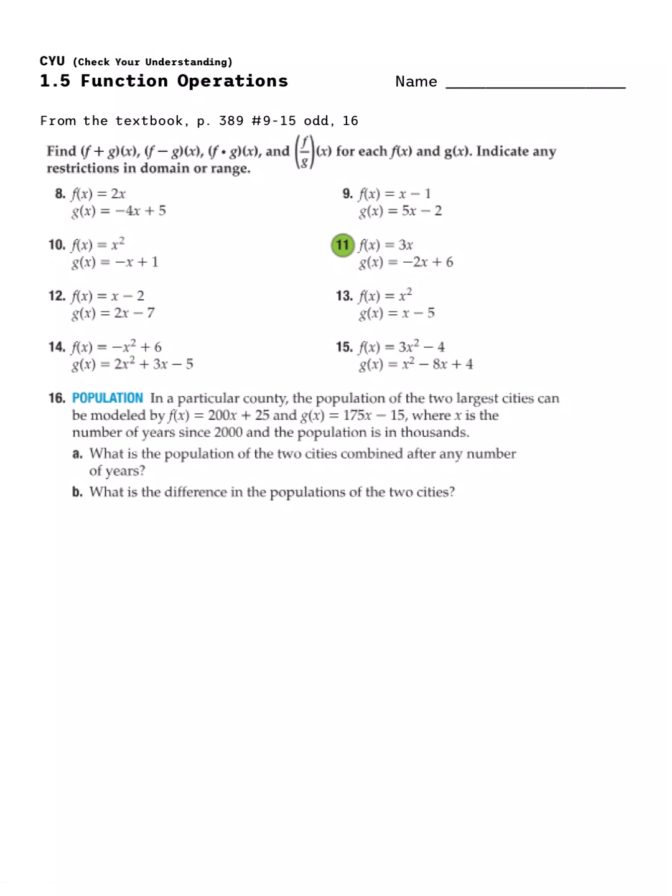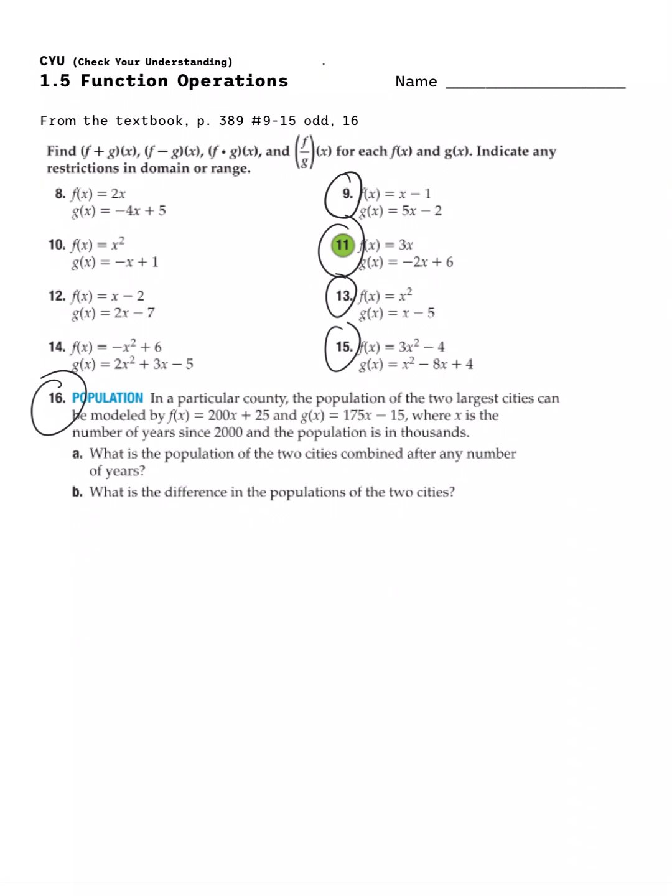All right, this video is just a quick video to help you get started on your lesson 1.5 CYU. As you can see from the directions, number 1, make sure that you are following the assignment, right? You're doing numbers 9 through 15 odd. So you've got these 4 here and then number 16.